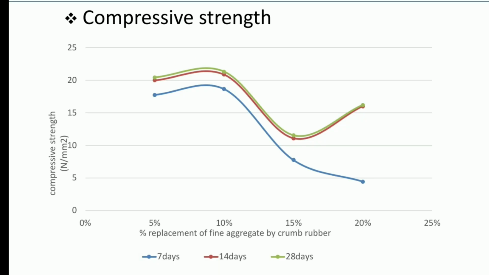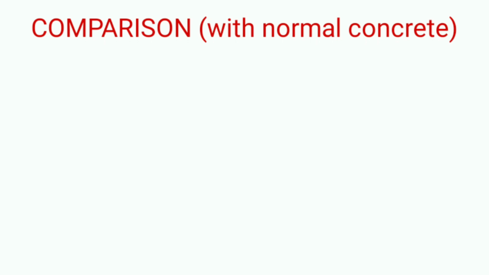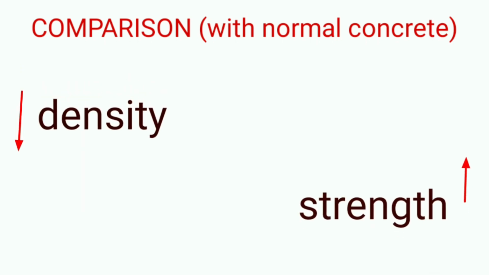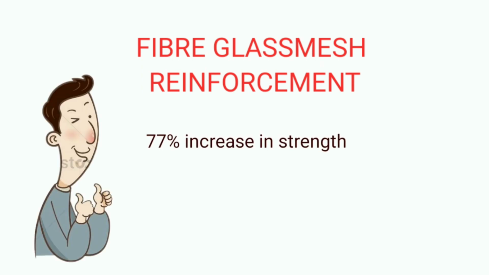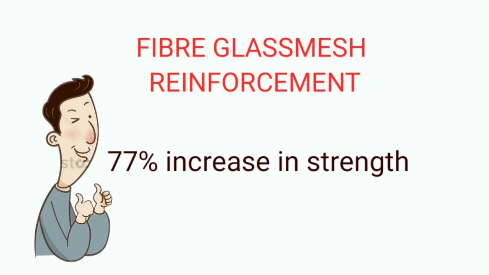We found an optimum percentage of fine aggregate replacement, that is 7.5%, which has strength comparable to normal foam concrete, and thus higher strength is attained at a lower density. Then we provided fiberglass mesh as reinforcement and found about 77% increase in strength due to its higher binding between them, and the ductility of the specimen as a whole also increases.